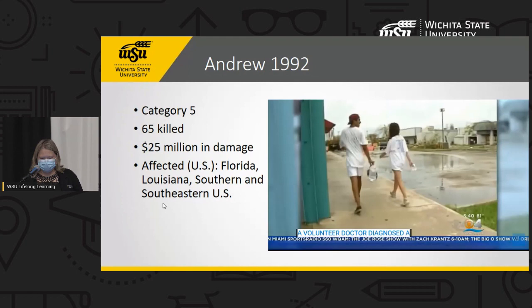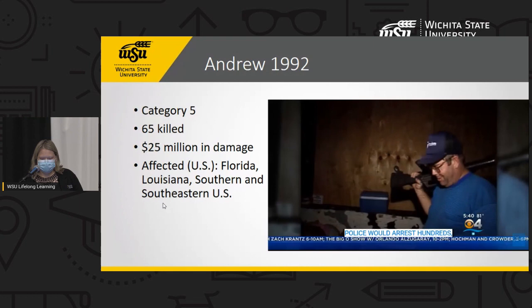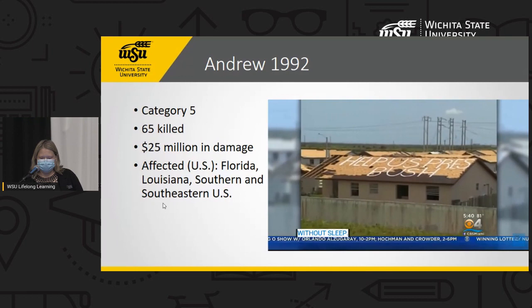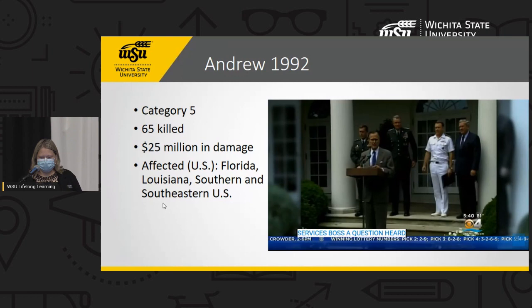Looters went to work. Police would arrest hundreds. Signs like these were everywhere. It's been a long 3 days without sleep, partner. Businessmen and homeowners armed themselves. A sign on a roof expressed a sense of abandonment. From the county's emergency services boss, a question heard around the world. Where in the hell is the cavalry on this one? The president? I'm not going to participate in the blame game.